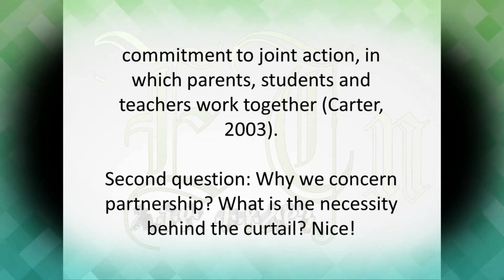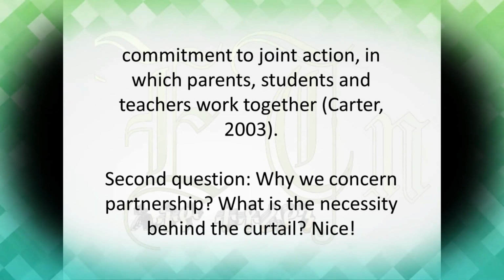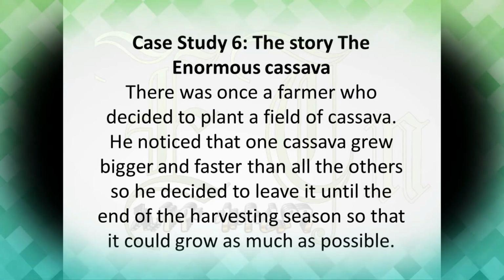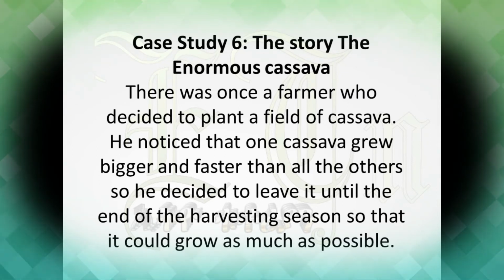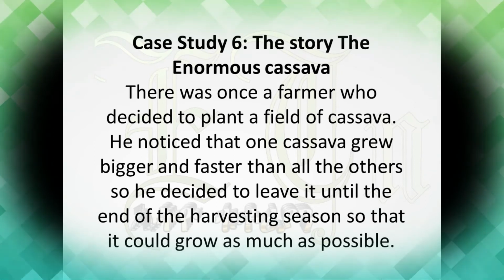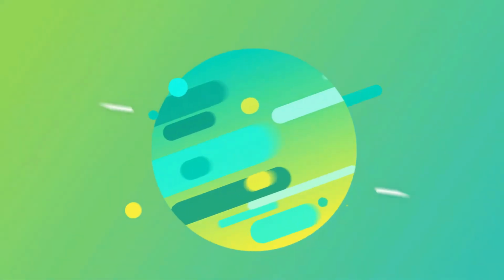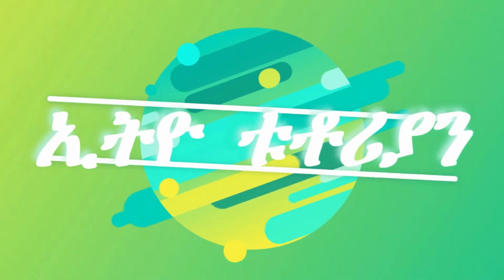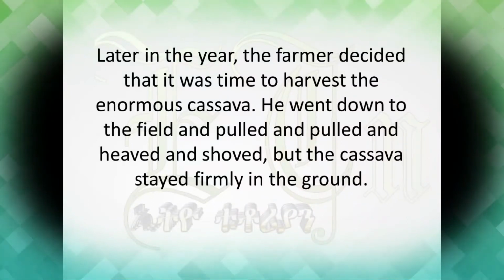What is the necessity behind the curtail? Nice. Case Study 6, the story, The Enormous Cassava. There was once a farmer who decided to plant a field of cassava. He noticed that one cassava grew bigger and faster than all the others, so he decided to leave it until the end of the harvesting season so that it could grow as much as possible. Later in the year, the farmer decided that it was time to harvest the enormous cassava.